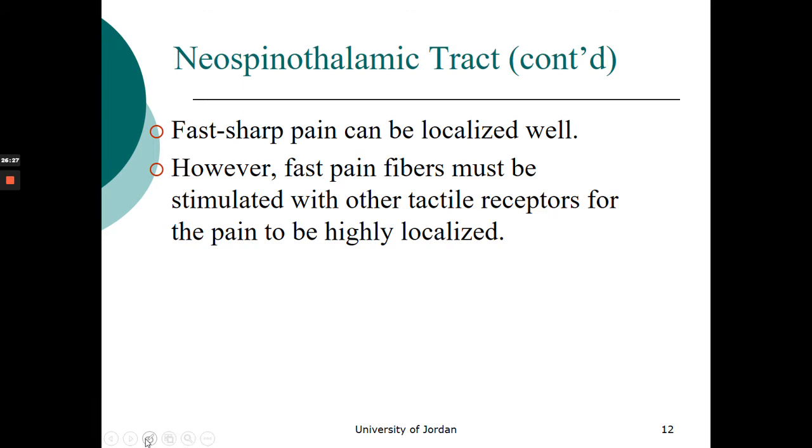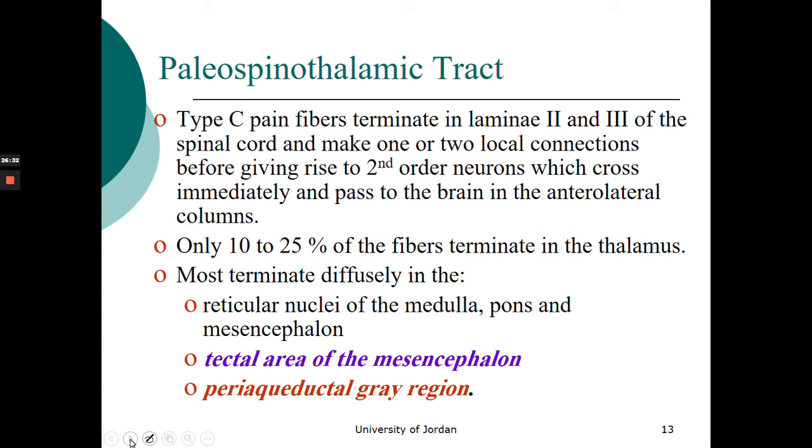Look at the paleospinothalamic tract. Transmitted through type C unmyelinated fibers, so this is slow. In the substantia gelatinosa, lamina 2 and 3 of the spinal cord, they make one or more connections before giving rise to the second order neuron, which ascends in the anterior lateral aspect of the spinal cord. So here there are too many synapses in the spinal cord. That's why they are slow. They have too many synaptic delays. Each synapse has a synaptic delay, the time that passes between the input and the output.